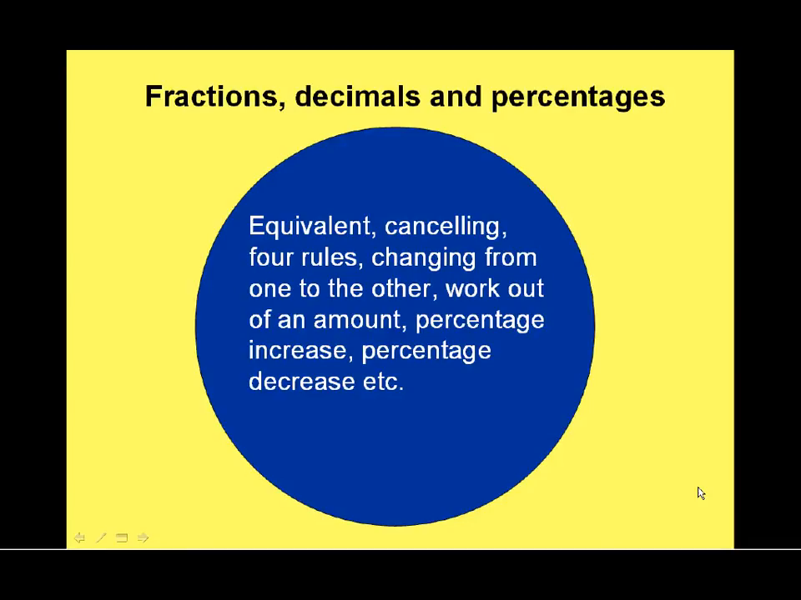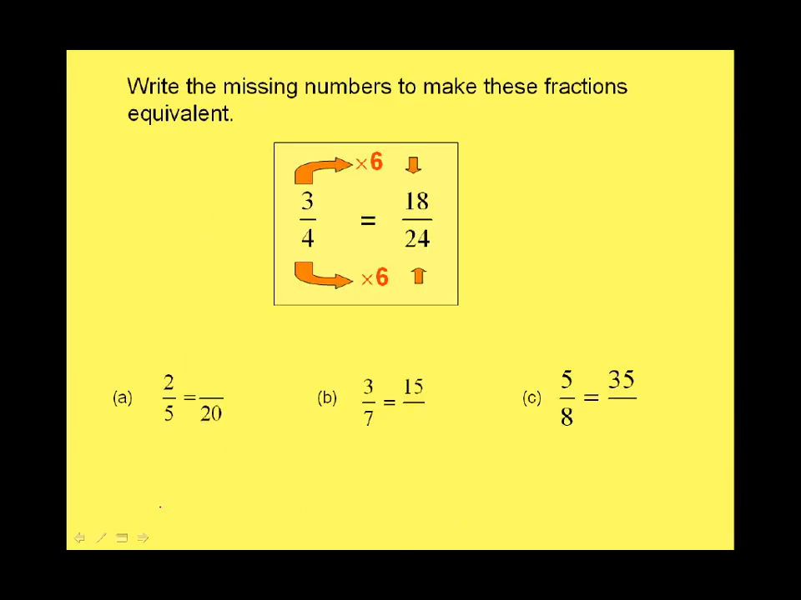Fractions, decimals and percentages. First we do the equivalent fractions. This 3/4 is the same as 18 divided by 24, because we multiplied the top number by 6 and the bottom number by 6, so it doesn't change the fraction, it's exactly the same amount.